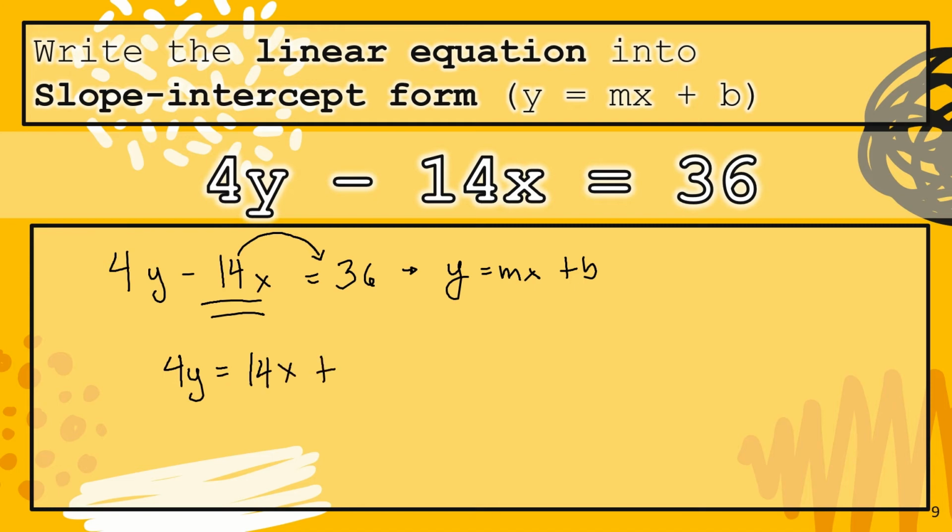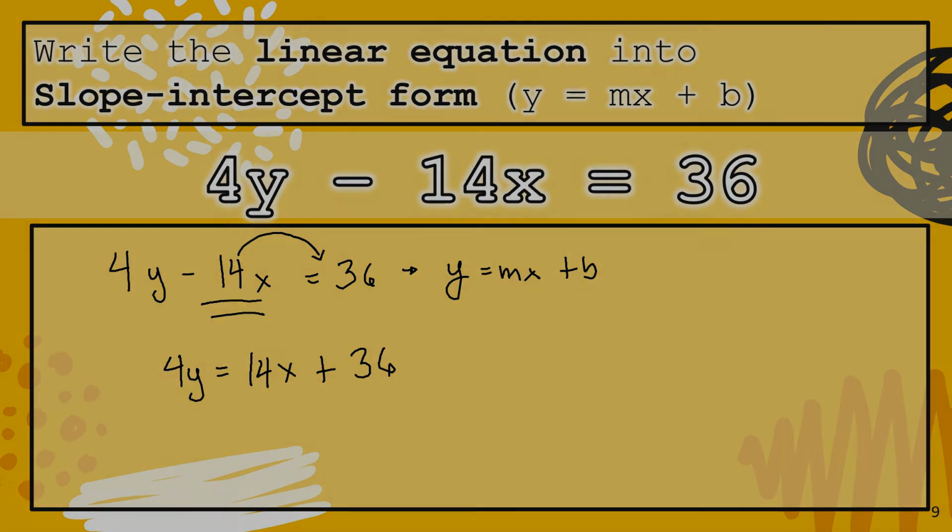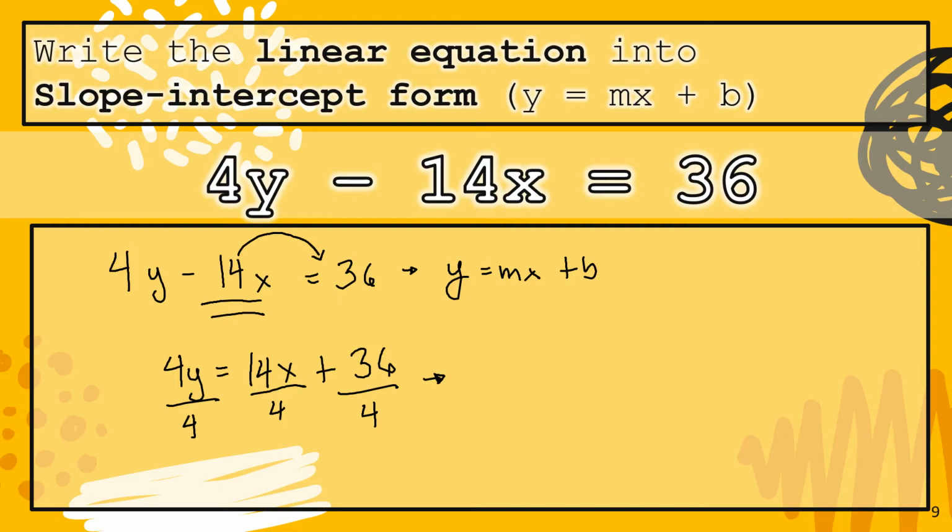Same thing, we have a numerical coefficient of y, so we need to divide the whole equation by the numerical coefficient of y, which is 4. So 4y over 4 is y equals 14x over 4. Obviously, 14 and 4 are not divisible with each other, so we're going to have a fraction.